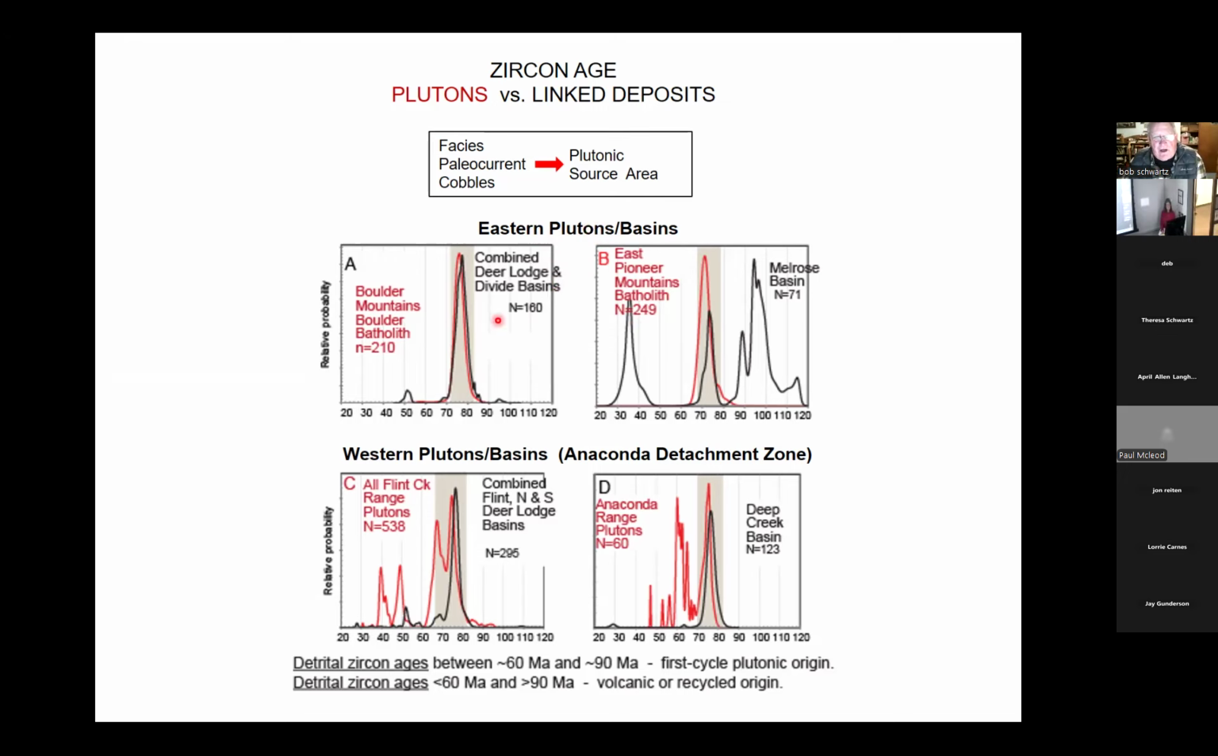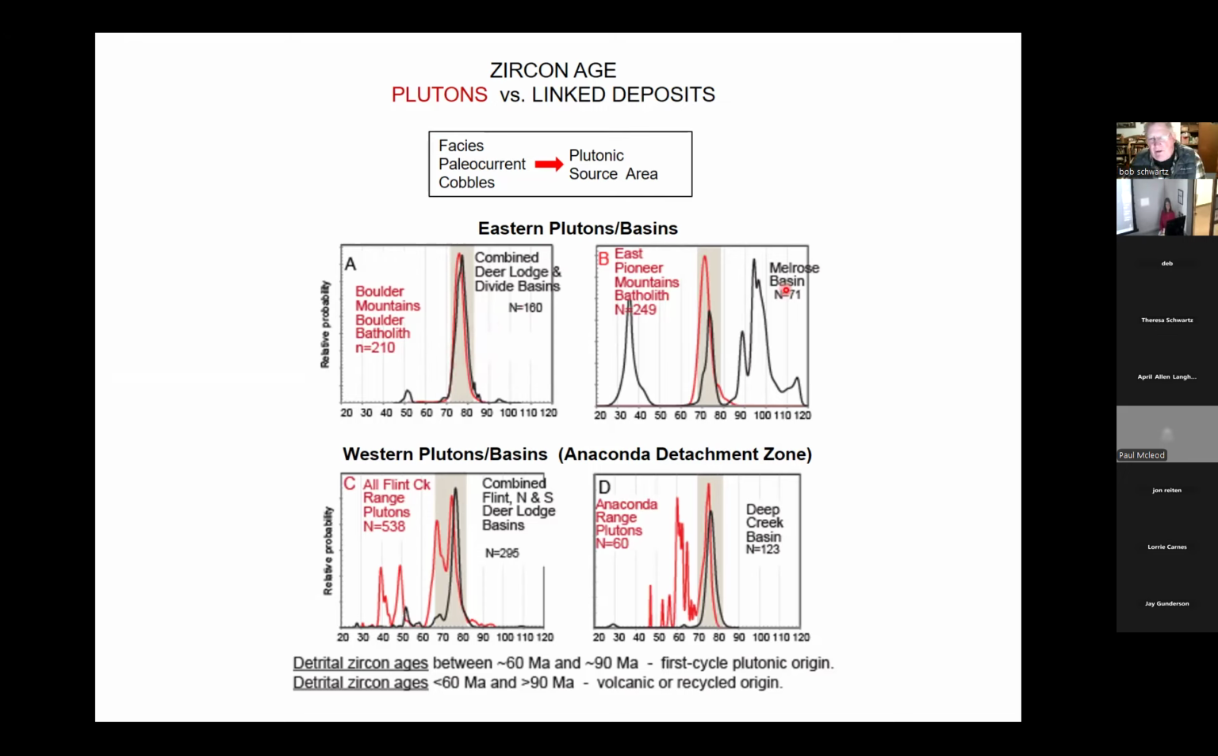Here's our first plot for the Boulder batholith. The red line in all cases is pluton data, intrusive data. There's the distribution for the igneous ages. The black line is a detrital zircon signature for the deposits that came from that pluton. Perfect. Works like a champ. Both are unimodal and fairly well constrained, narrow distributions.